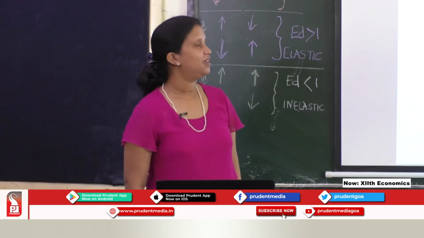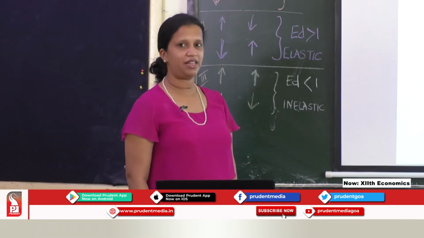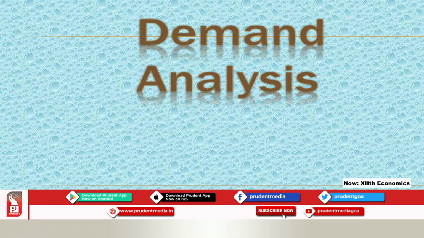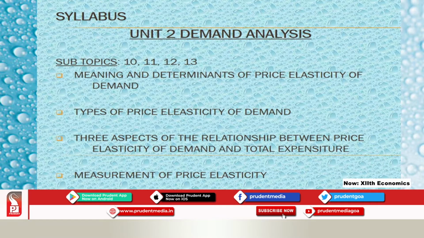Good day, students. Today I am going to cover in the economics subject Unit 2 Demand Analysis, but the second part. In the syllabus you will notice it will be subtopics 10, 11, 12 and 13. Now the following are the subtopics: meaning and determinants of price elasticity of demand, the types of price elasticity of demand, the three aspects of the relationship between price elasticity of demand and total expenditure, and finally we are going to learn how to measure price elasticity of demand.